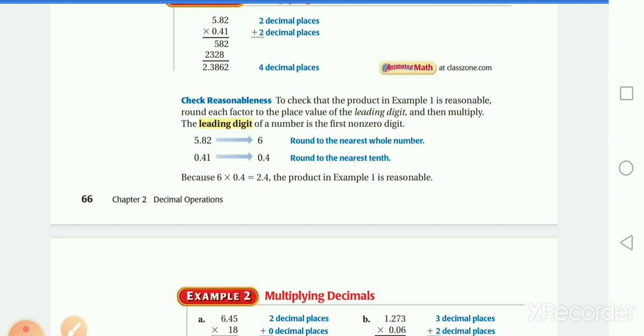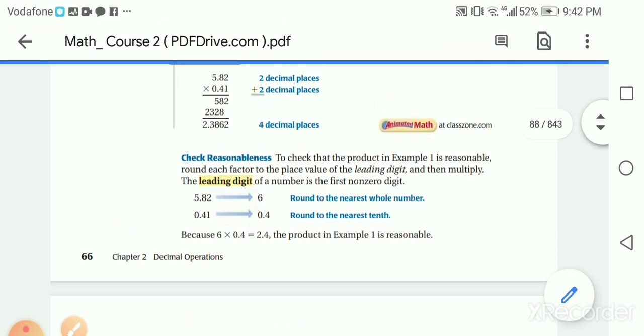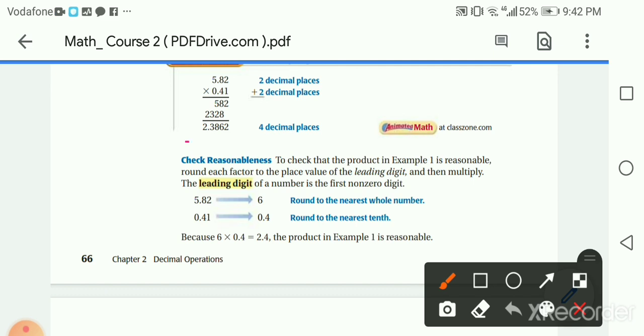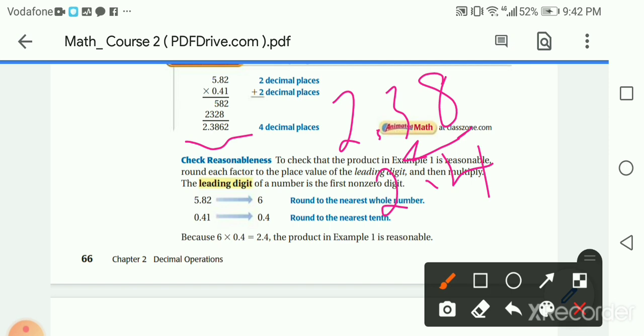Right. 2.4, and I have here 2.38. If I round 2.38, it will give me 2.4, because the 8 rounds the 3 up to 4, right?